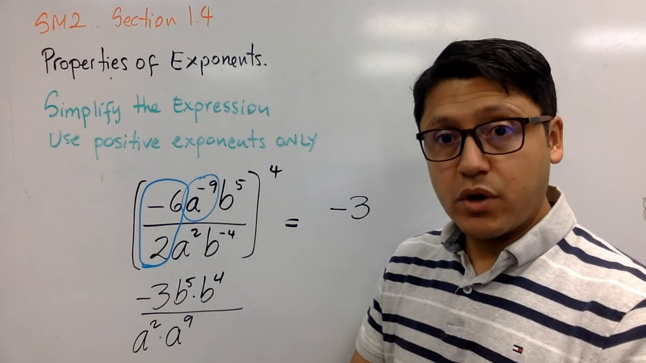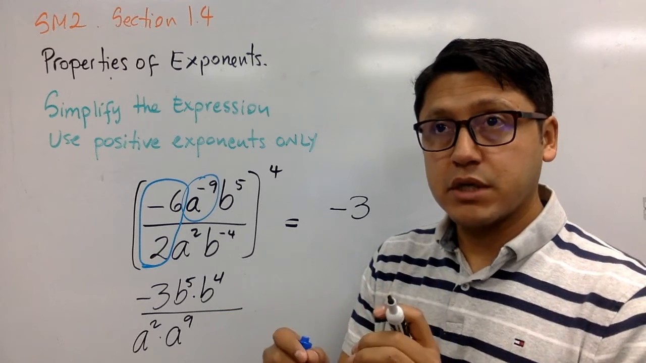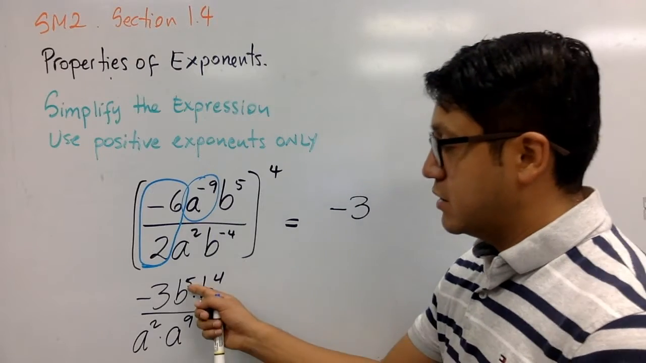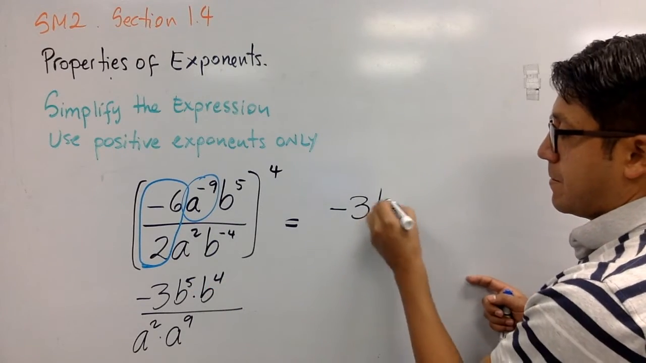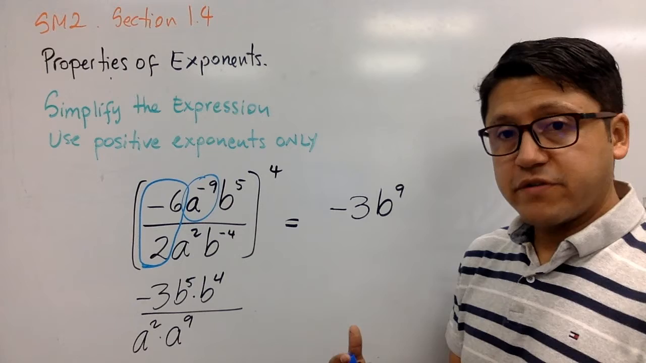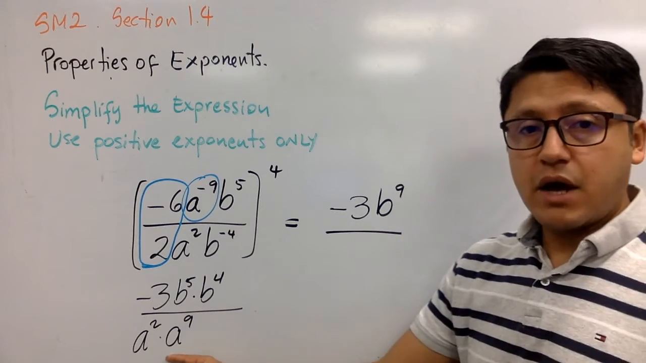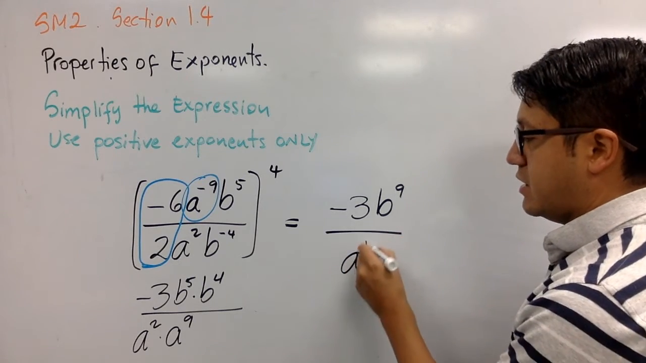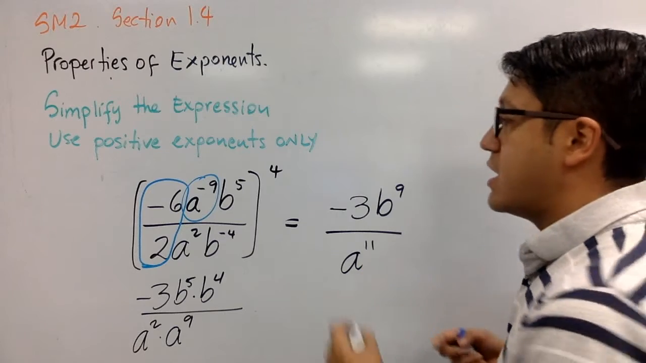Now we can keep going on because we have a power of a product of powers, right? Which this will be B to the power of 9. And down here we have A to the power of 11.